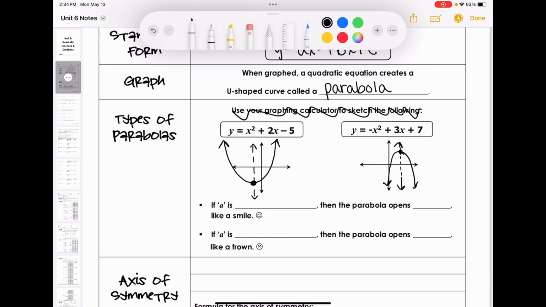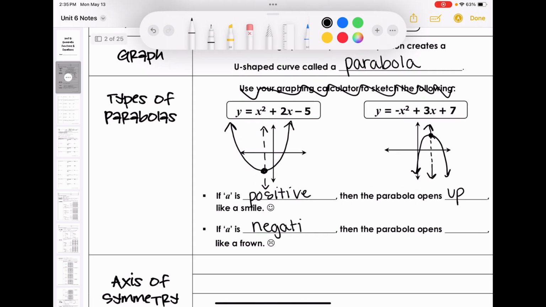So if a, so whatever number is in front of x squared, is positive, then the parabola opens up and looks like a smile or a smiley face. If a is negative and it's opened down, it's going to look like a frowny face.